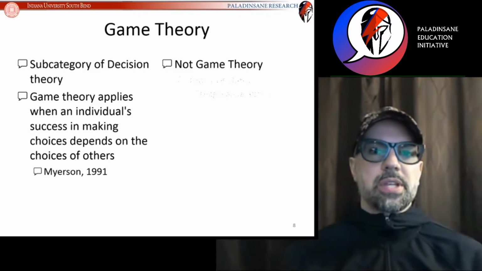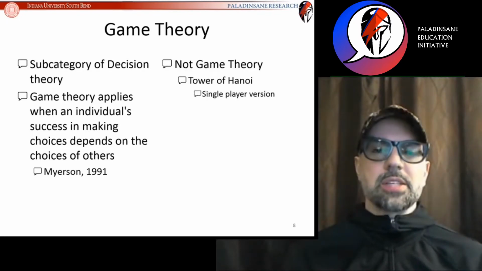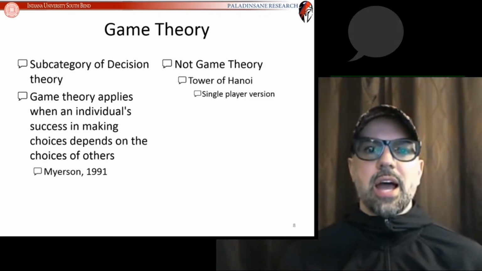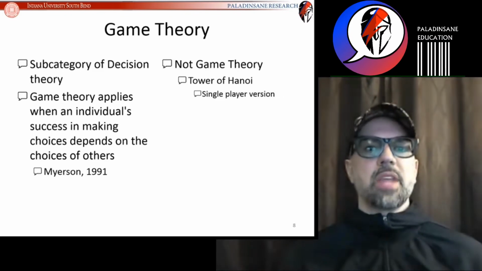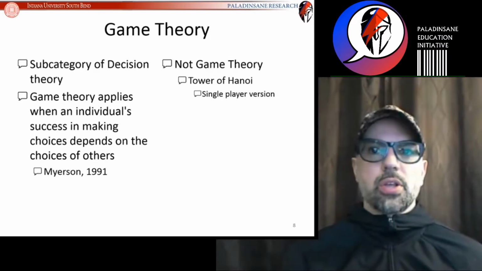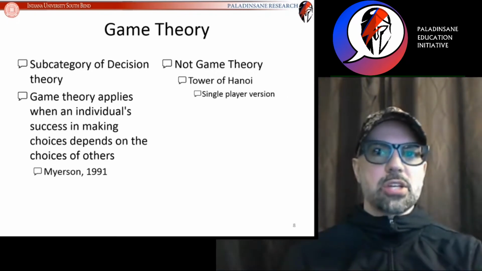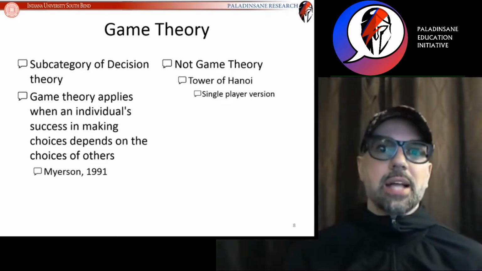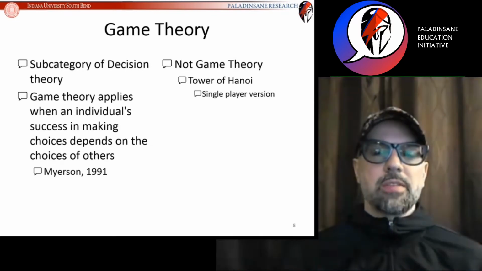So far, we've seen a few things that are not game theory. So for example, the Tower of Hanoi. The version that we looked at was the simple single-player version. That did not depend on another individual. You sat there by yourself and played the Tower of Hanoi. Sure, you had to make decisions along the way. Sure, it required reasoning and navigation of a problem space, but it was not dependent upon the actions of anybody else, so it is not part of game theory.